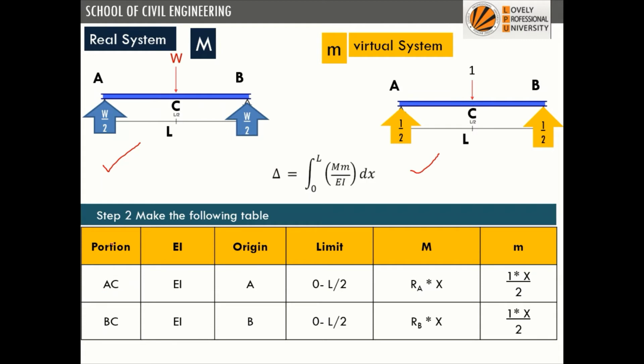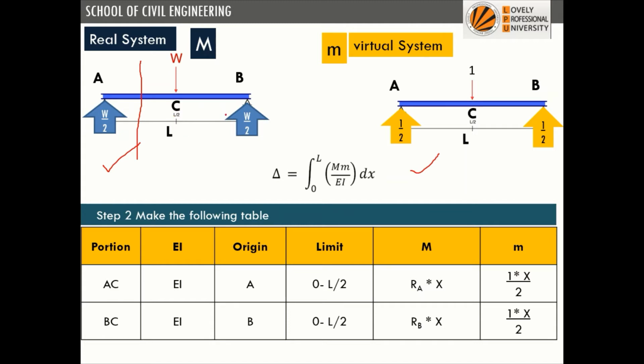So in this system we find that there are two portions. The first portion is AC, the other portion is BC. What is the value of EI? No change in the value of EI is given, so we will consider it to be constant, EI. So now for the portion AC, should we consider the left side or right side? Yes, we will consider the equilibrium from the left hand side of the section. So the origin should be at A.